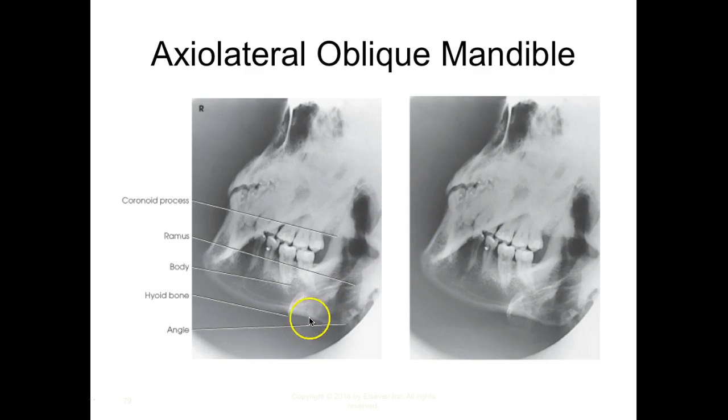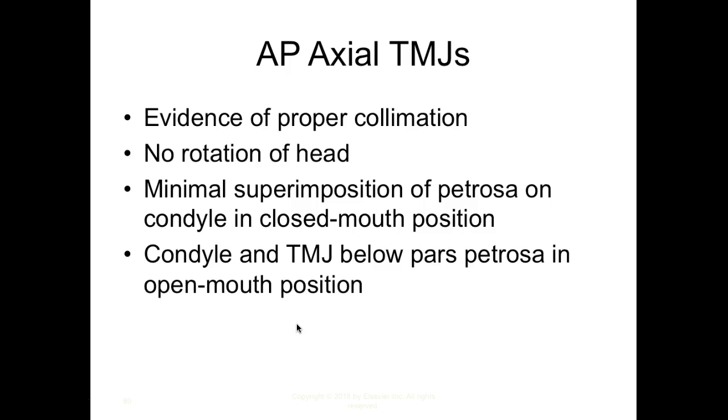So here you can see your axiolateral oblique. Looks good. There's no overlap. Over here, we do have the hyoid in there. Sometimes if you take the angle off, you can get the hyoid out of there and have the patient just tilt their head, lift their chin and tilt their head.